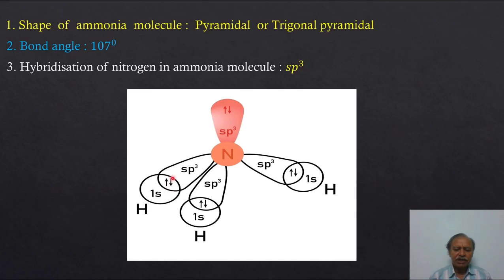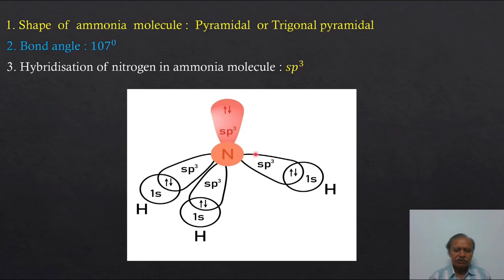So these pairs of electrons are called the bond pairs of electrons. So this is one bond pair, this is the second bond pair, and this is the third bond pair, and this is the lone pair of electrons. So this lone pair of electrons and these bond pairs of electrons repel each other. So there is a force of repulsion between this lone pair and this bond pair. Similarly, a force of repulsion between this lone pair and this bond pair.